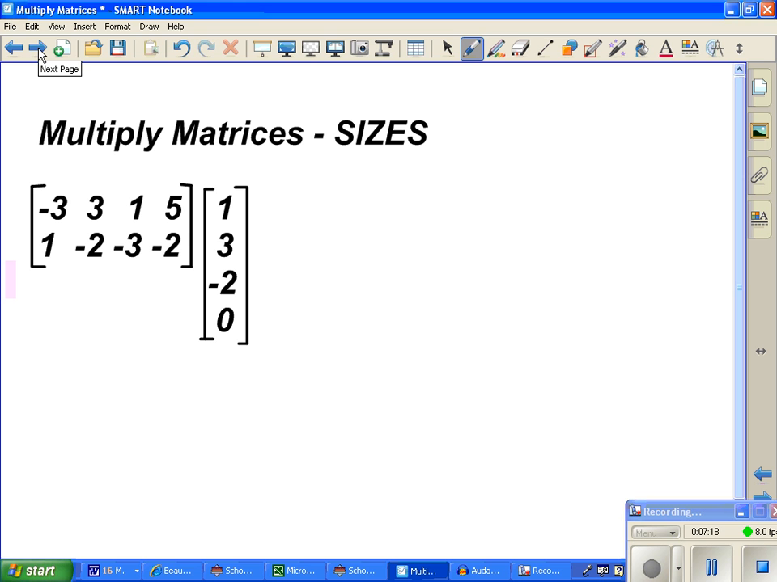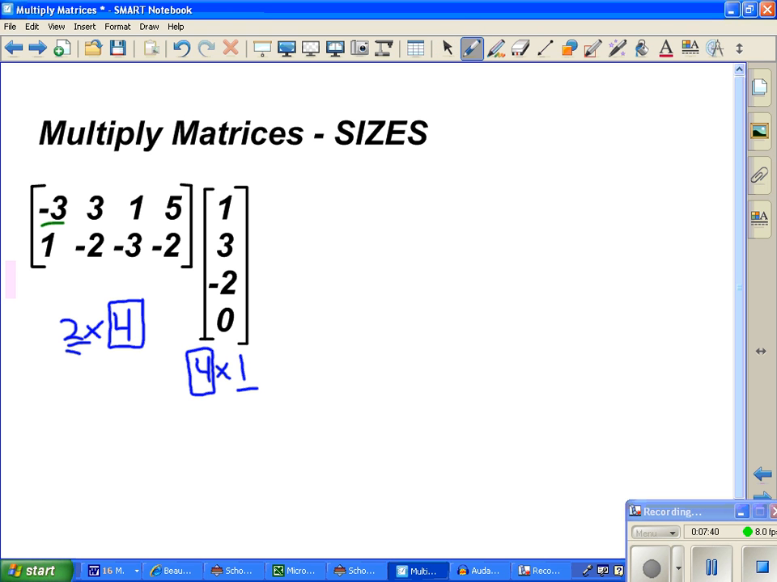Ooh, here's one. Let's try this. Let's go sizes first. We've got a 2 by 4 and a 4 by 1. Okay. Well, the inside numbers match up. That's a 4, and I should end up with a 2 by 1 when I am done. Okay. Well, let's give it a whirl.